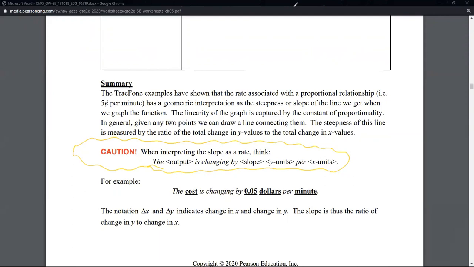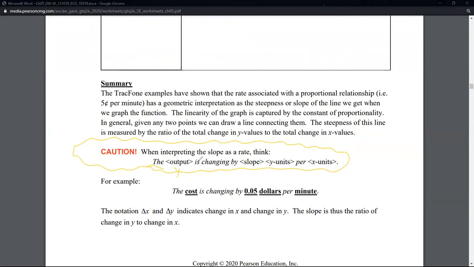Now, these little sideways arrows that look like less thans and greater thans, these are just saying you put a word in its place, whatever is relevant, or a number, whatever is relevant. So the output is changing by, so the output is the thing that the y is. So when we were talking about our cell phone plan, the output was the cost. That's what the y related to. So output, again, that's kind of like what the y is if you're using traditional x's and y's.